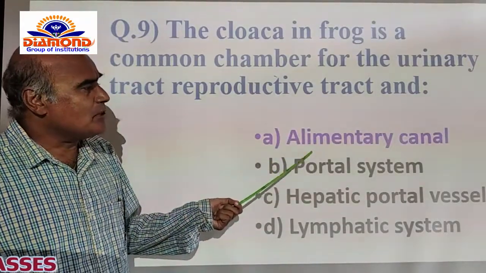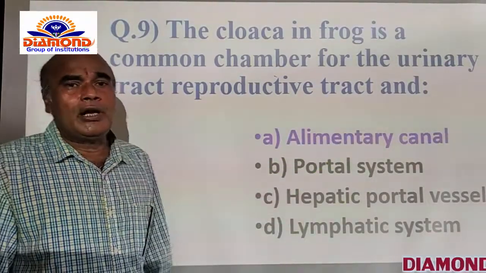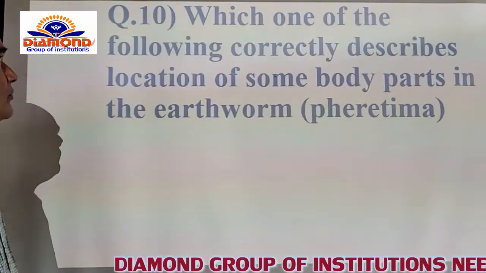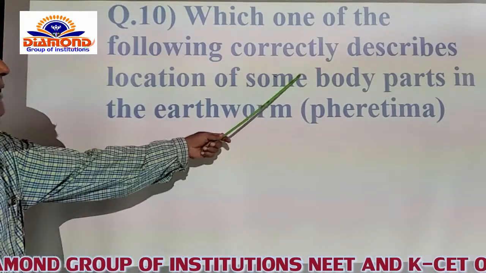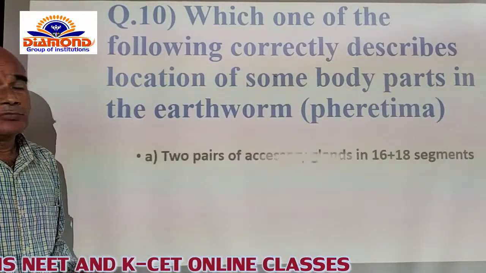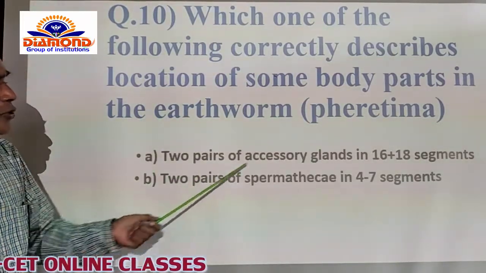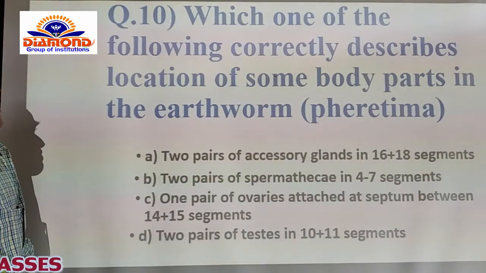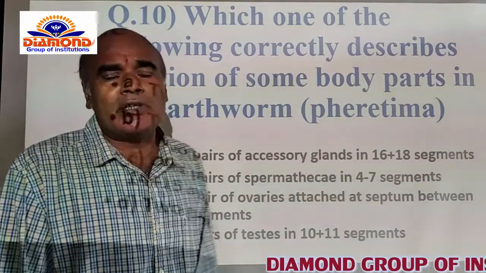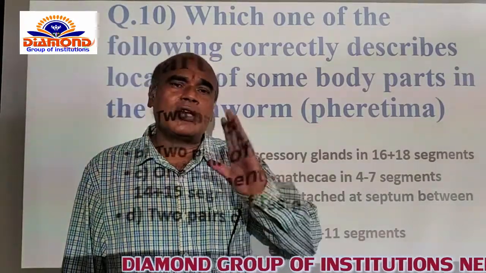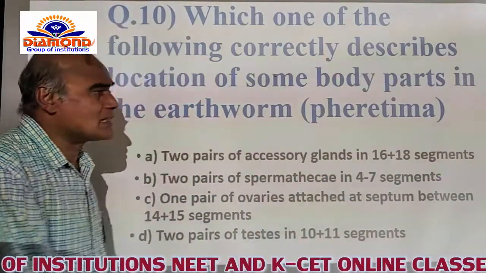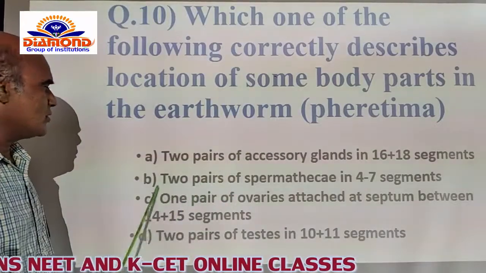Now the third point is that the alimentary canal opens into the cloaca itself. Now you go for the other question. Which one of the following correctly describes the location of some body parts in the earthworm? Here the options are like this. A, two pairs of accessory glands are present in the 16th and 18th segments. Here two pairs of accessory glands are present in the body of the earthworm, but they are present in the 17th and 19th segments, not the 16th and 18th. So this is not correct.